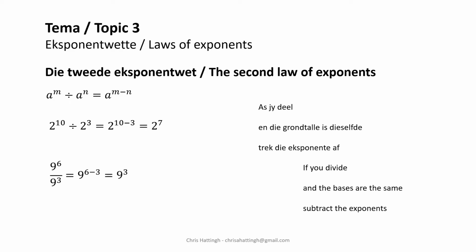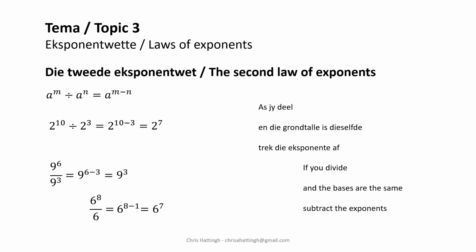Next example, if you got 9 to the power of 6, divide by 9 to the power of 3, you'll get that you need to subtract the 3 from the 6. So your answer will be 9 to the power of 3.